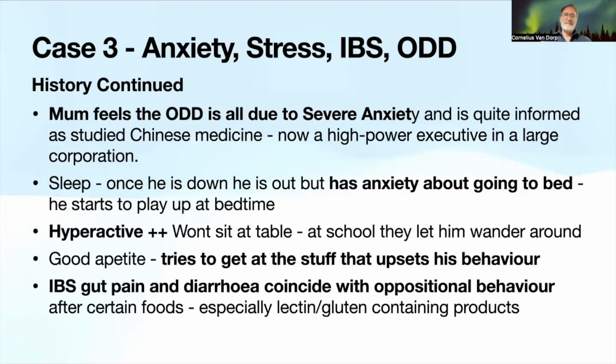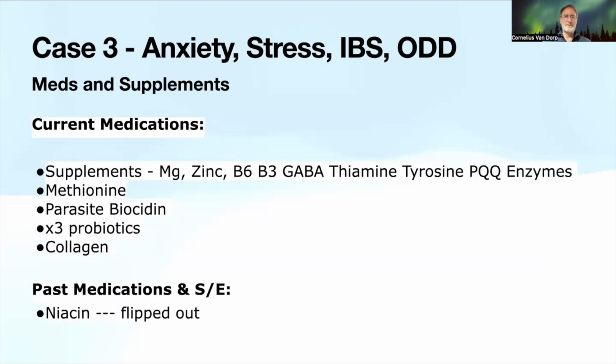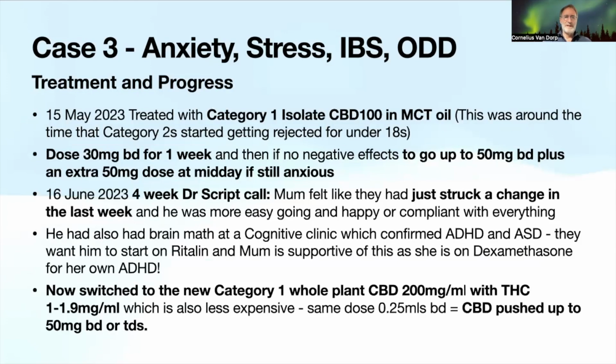Mum feels the ODD is all due to severe anxiety, and sleep is okay, but he has anxiety about going to bed. Very hyperactive, good appetite, tries to get at the stuff that upsets his behavior. Irritable bowel syndrome, gut pain, diarrhea coincide with the oppositional behavior, which is an important note. He's on a bunch of different supplements, but not really doing much better.